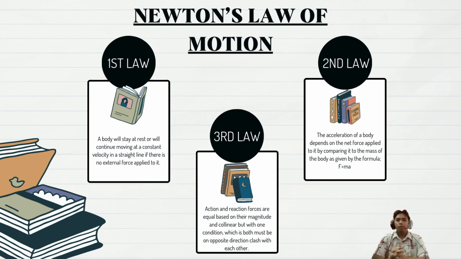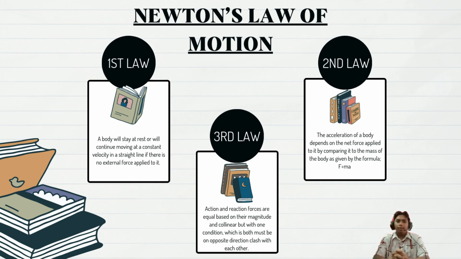So, let's move on to Newton's laws of motion, which are the simple and basic laws that we learn in this course. There are three laws: first, second, and third law. The first law: a body remains at rest or in uniform motion unless acted upon by an external force. The second law: the force acting on the body is equal to its mass multiplied by its acceleration, expressed as F equals ma.